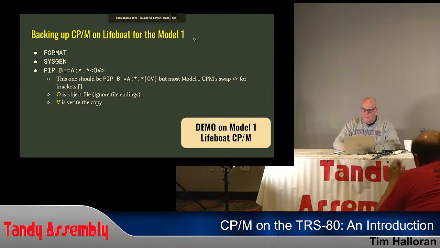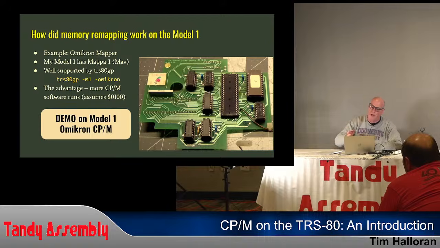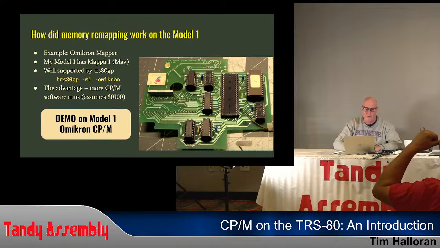Okay, very good. All right, so now let's talk a little bit about what happened. It was quickly apparent that rewriting all the CPM software was a giant annoying thing, having to move the beginning of memory for the TRS-80. So the Omicron mapper came out, and here's a picture of a real Omicron mapper. Basically with this thing you pull out your Z80, and you can see the empty socket here. That's where the Z80 went, and at the bottom there's pins, and you plugged it into your Z80. So my Model 1 has a MAPA 1, which is a modern reproduction, a little bit different than this, but it does the same thing.